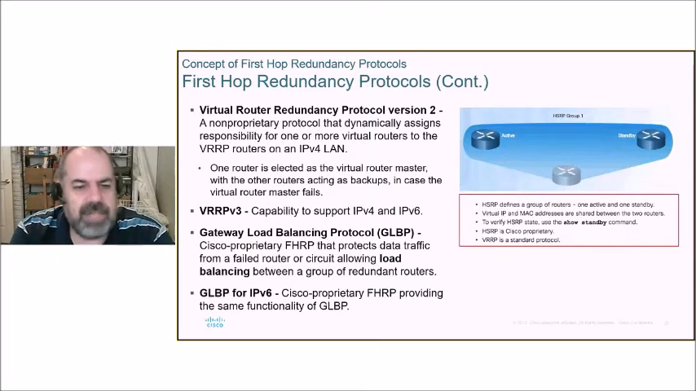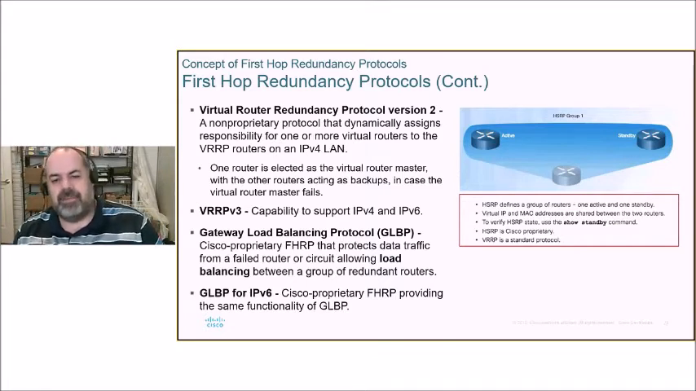So there is Gateway Load Balancing Protocol. It does the redundancy, but it also does load balancing, and that's pretty cool. And of course, there's GLBP for IPv6 as well. But of course, GLBP is Cisco proprietary again.